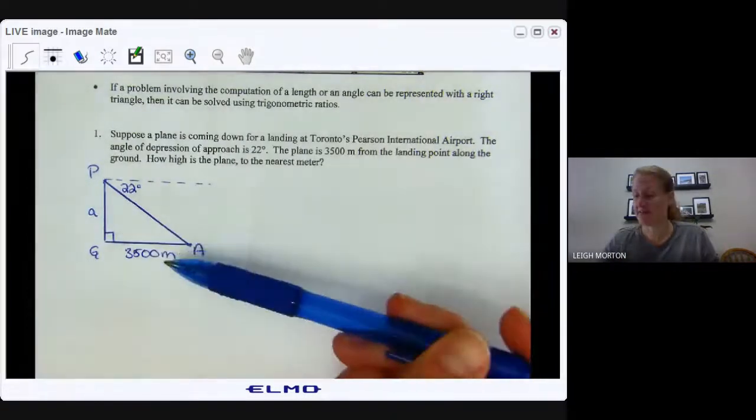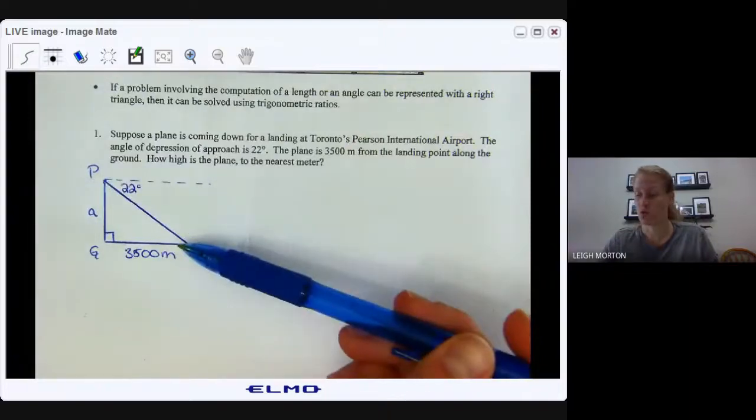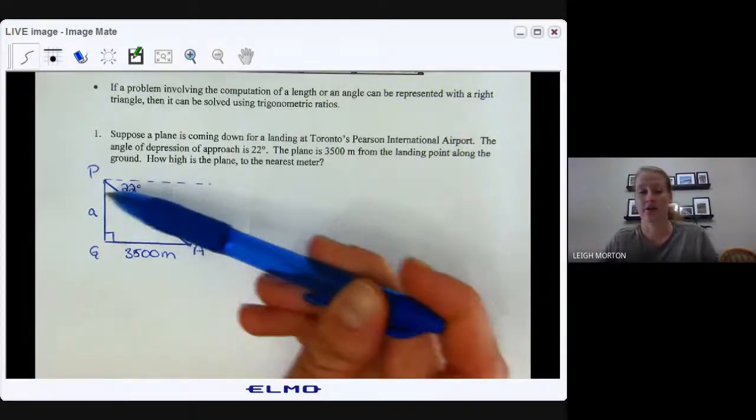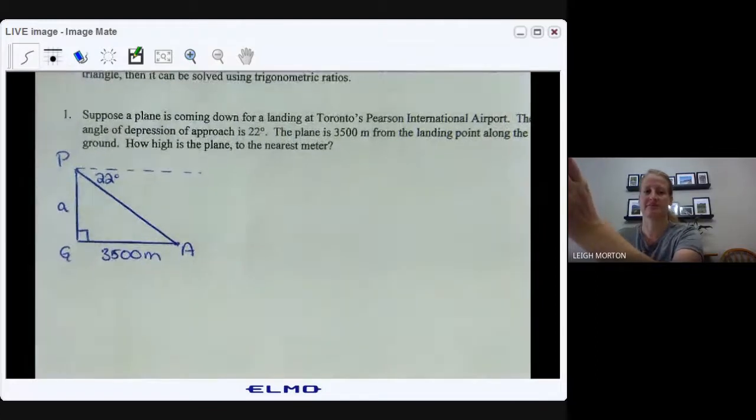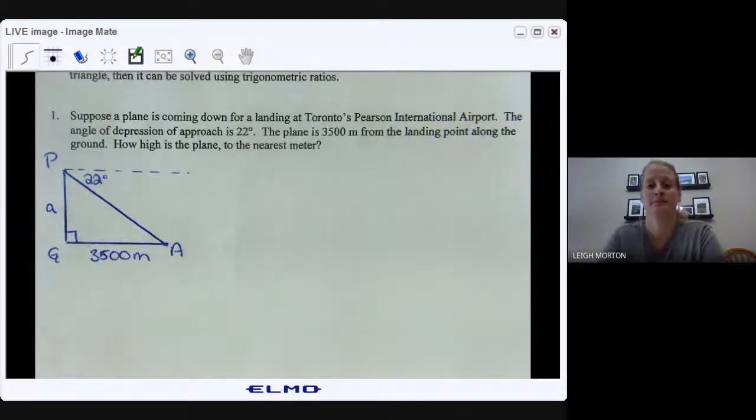We're being asked to find the height of the plane to the nearest meter. We currently don't have enough information inside the triangle. We need one of these angles. There are two options here. Someone give me a way to find one of those interior angles. Might need to think back to some grade 9 angle stuff. A is 22 degrees. How did you get that, Grace? You're correct.